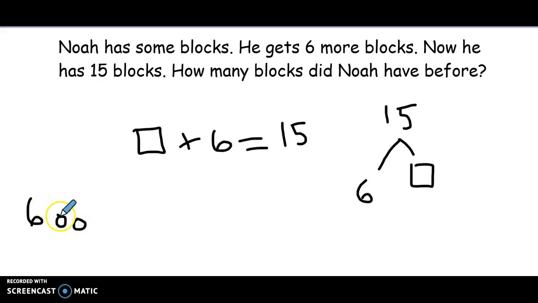So we would say 6, 7, 8, 9, 10, 11, 12, 13, 14, and 15. We count our circles. 1, 2, 3, 4, 5, 6, 7, 8, 9. Okay, 9. And our label would be blocks. Okay, because that's what the whole problem is about.